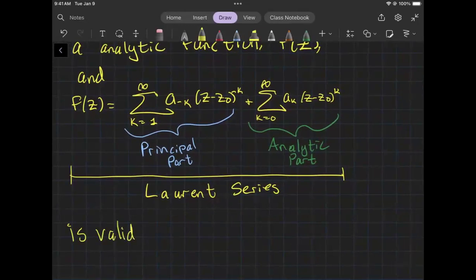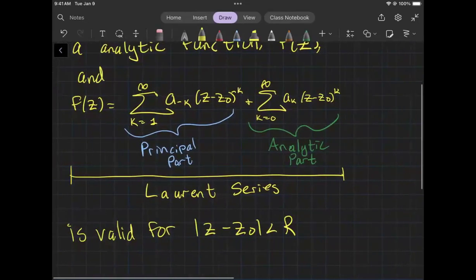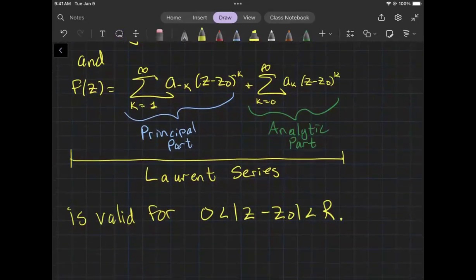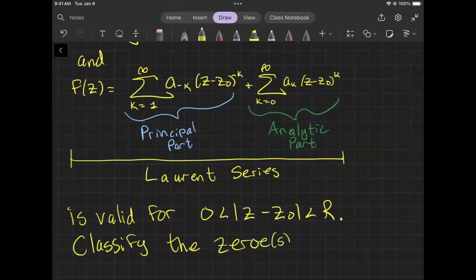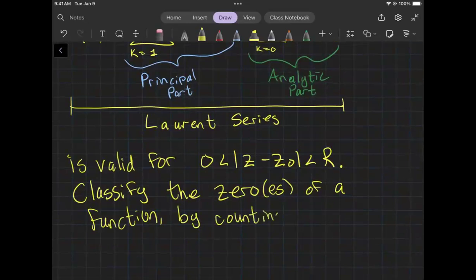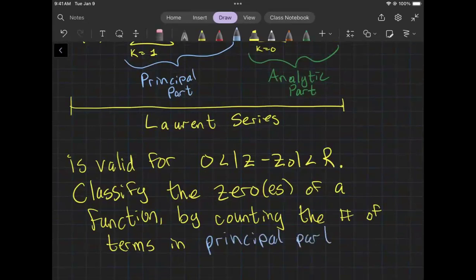is valid on a punctured disk, right? It's an open disk that does not contain the center, so that means this has to be strictly positive, right? So what we're going to do is classify the zero or zeros of a function by counting the number of terms in the principal part of the Laurent series.